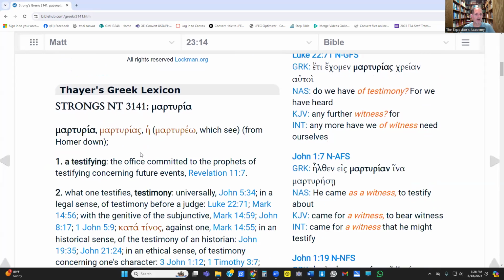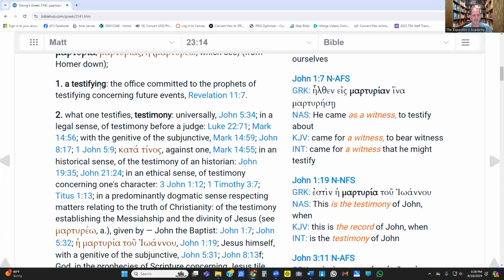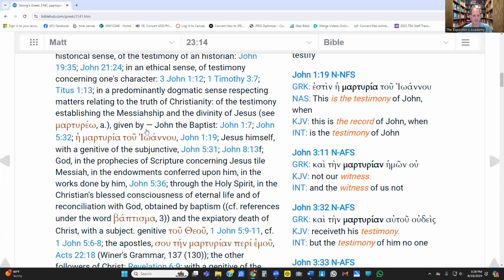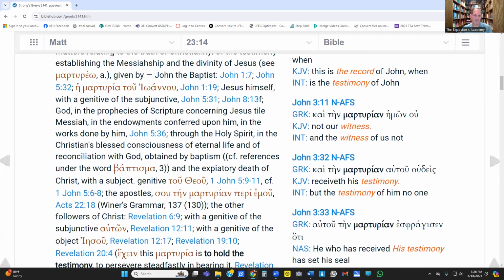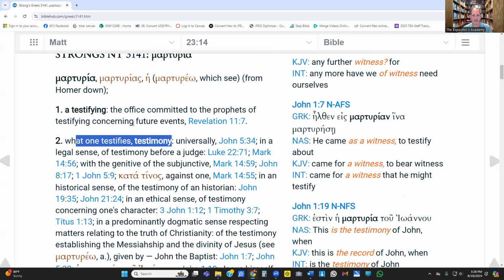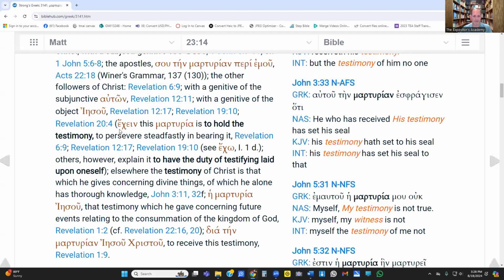Then notice we have here, remember I told you lexicon, dictionary. So this is a well-known older lexicon, Thayer's Greek lexicon, and it has various definitions. A testifying, what one testifies, or testimony. And that's it. Interestingly, this is one of those rare times where there's really not a variety of definitions, but looks like just only a couple there, and both of those are connected.